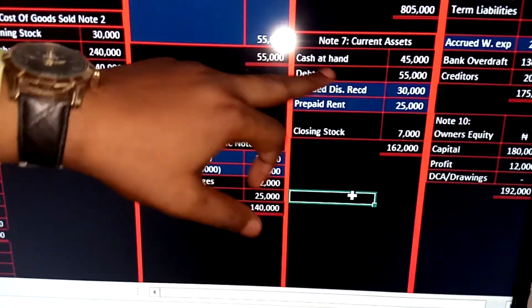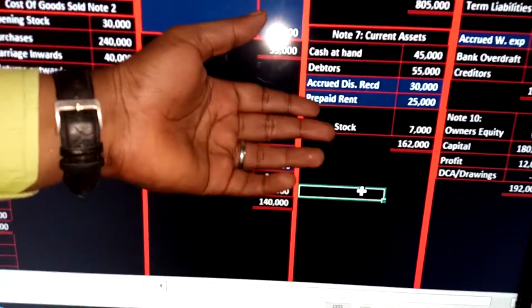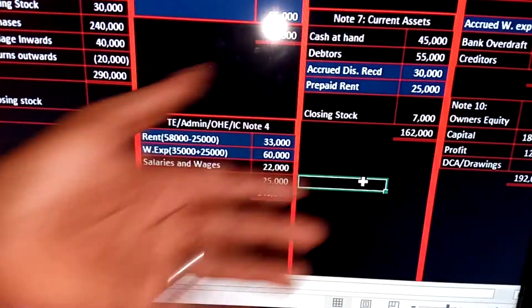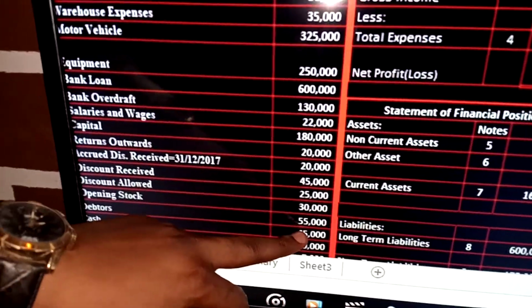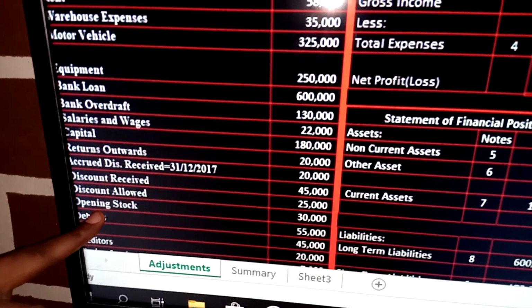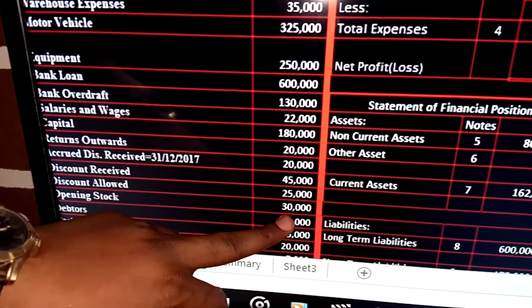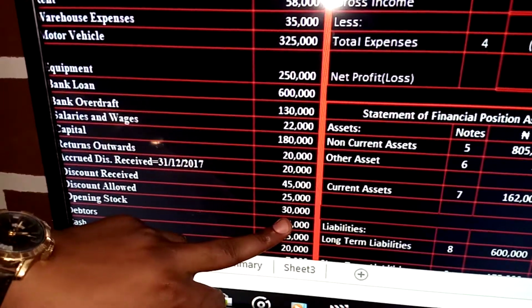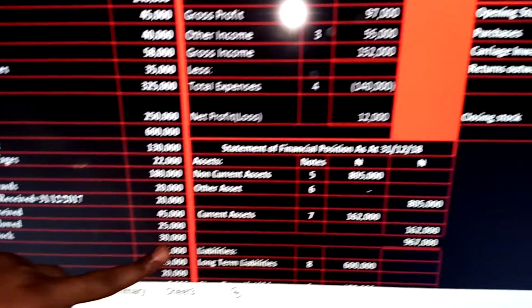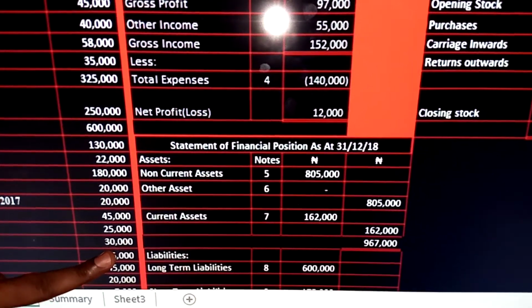The cash at hand, debtors, closing stock, including the discount received, prepaid rent, and the accrued discount received, are all in the question. So you can check that out in the question. We have cash, 45,000. We have debtors, 55,000. The prepaid rent is an additional information item. Accrued discount is also an additional information item.